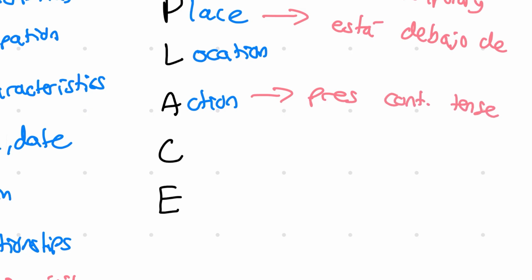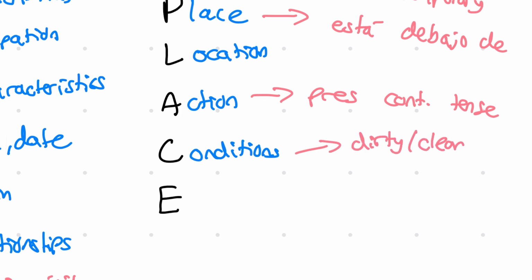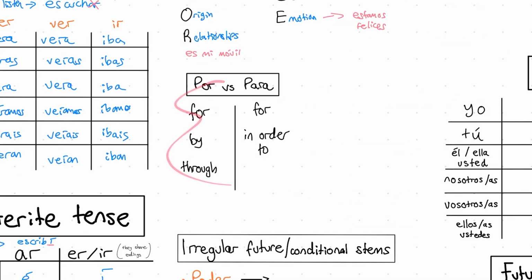The C here is for condition, so describing what things are like, but sort of temporary conditions. So for example, something is dirty or clean. This wouldn't fall under characteristics, this would be your condition, dirty or clean, something that's more temporary, more likely to change. And then lastly, E is for emotions. When we ask, how are you, ¿cómo estás?, to talk about emotions, I could say, estamos felices, we are all happy. And moving on to another grammar item, this is por versus para.